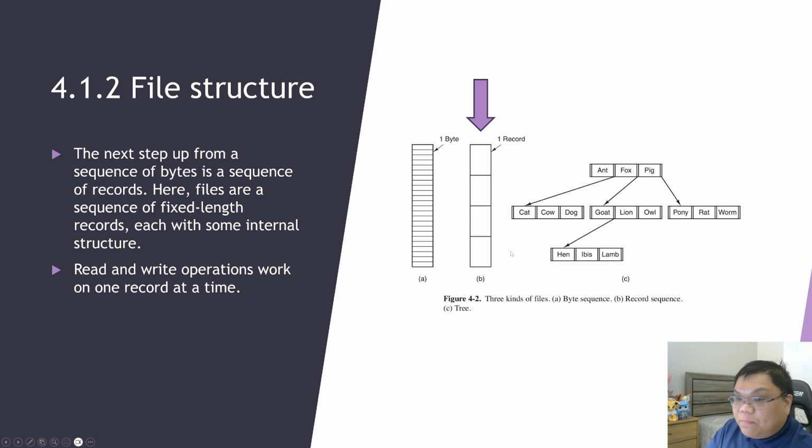The next step up is a file that is a sequence of records. Each file is a sequence of fixed length records, and those records have some sort of internal structure. When we do a read or write operation, it works on one record at a time.